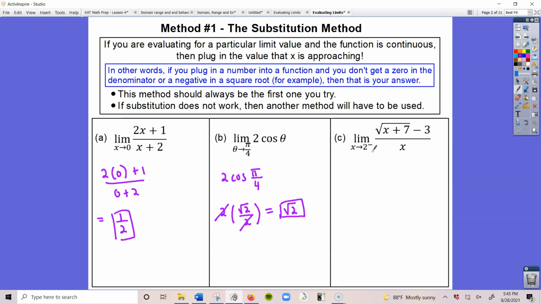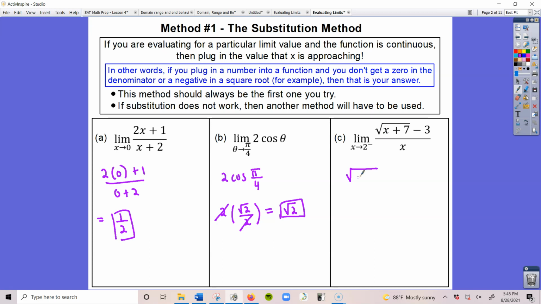Last one here, we have the limit as x is approaching 2 from the left. Now, even if we're looking at one-sided limits, still just plug in the number and see what happens. Make sure that you get a real number. If you don't get a real number, then that means we're going to have to try another method. So let's plug in the 2.